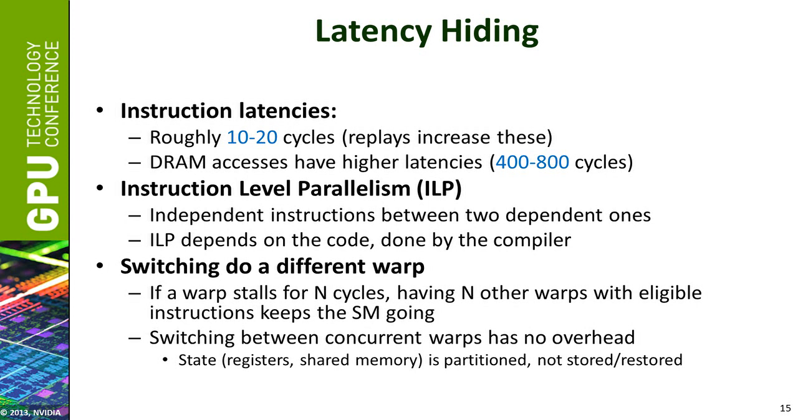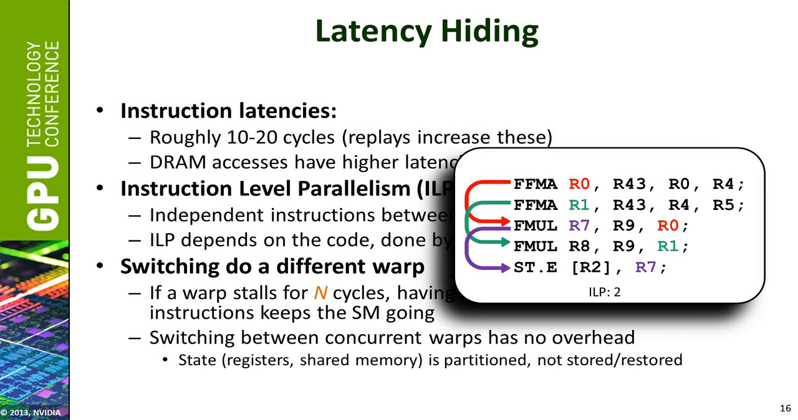If you have one instruction producing a value and the immediately succeeding instruction consuming that value, you'll have to wait between 10 and 20 cycles before you can execute the second instruction. At this point the warp will stall, and you're wasting hardware resources. There are two ways to hide that latency. One way is instruction-level parallelism, where even within a single code stream, you have independent instructions between two dependent ones. That's easier to show.